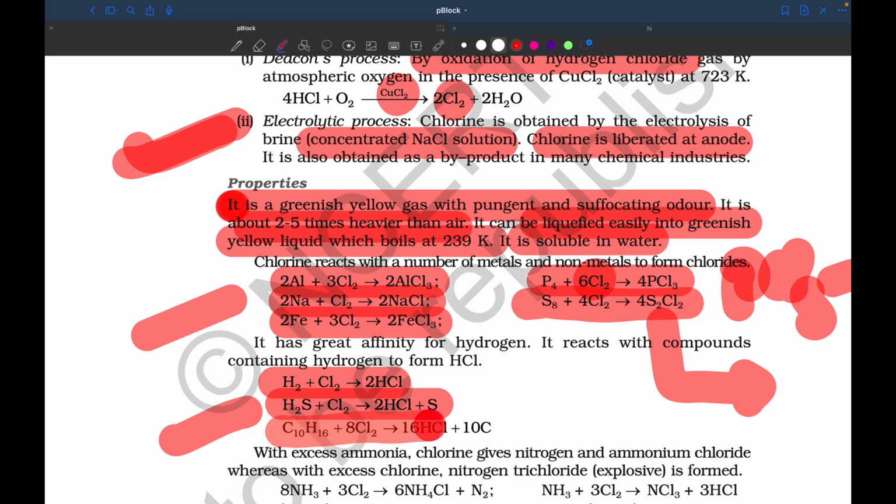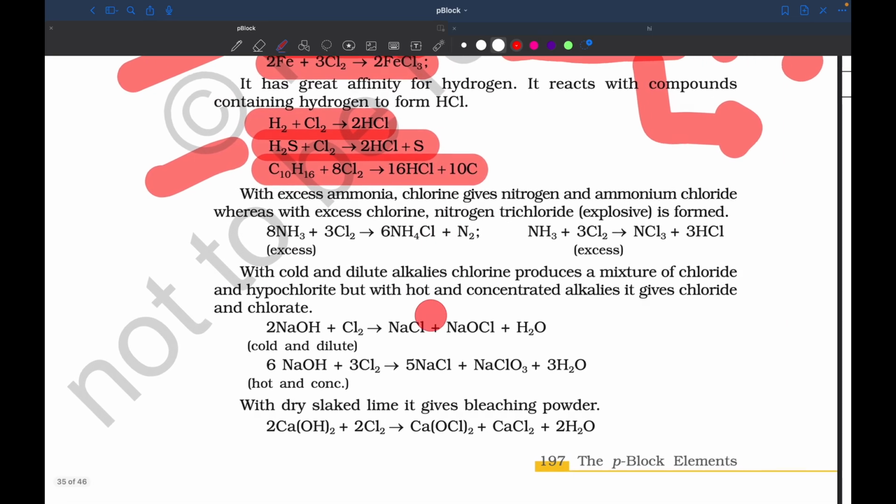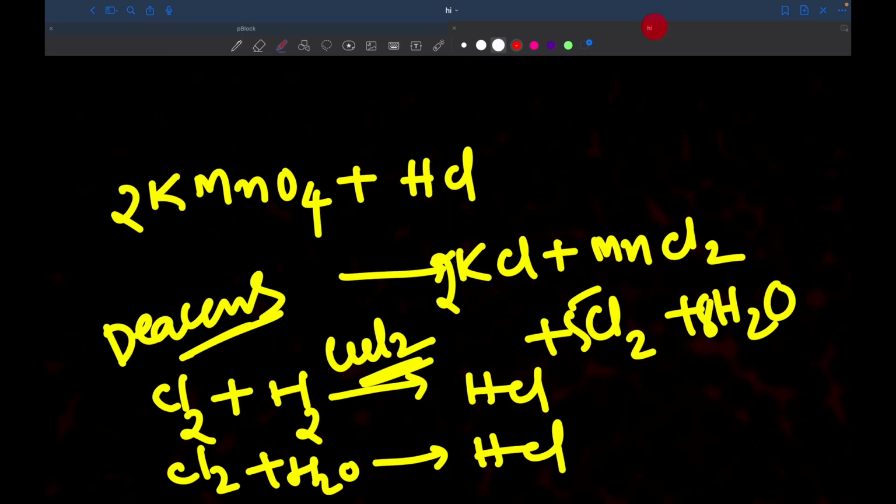Hydrocarbon plus chlorine also gives you this carbon. So these are very common reactions, you will remember. And here, reactions with some compounds are very important, so we will study them easily. The first one, chlorine gas reacts with NaOH.